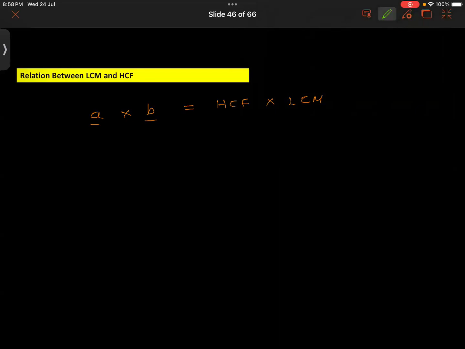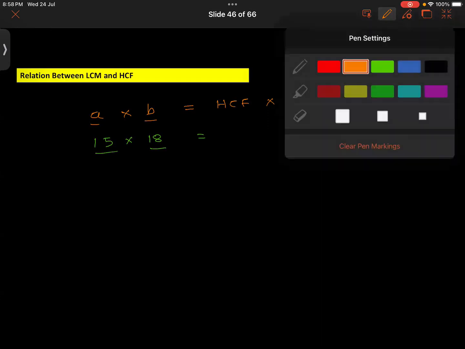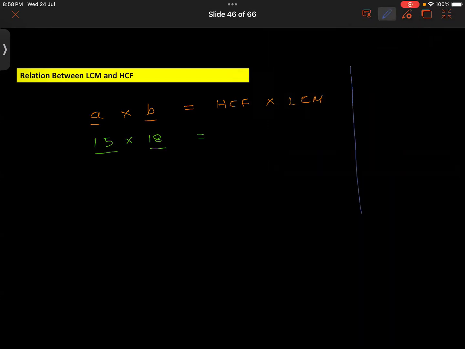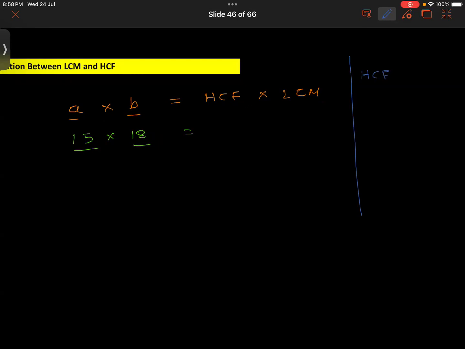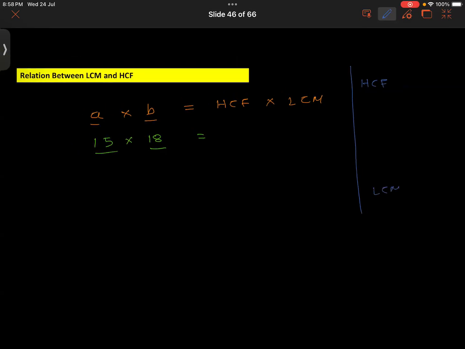Let's take an example. Say we have the numbers 15 and 18. First of all, we will find their HCF and their LCM. And then we will find out if their product will be equal to the product of the actual numbers. You getting it? What we are trying to do here?